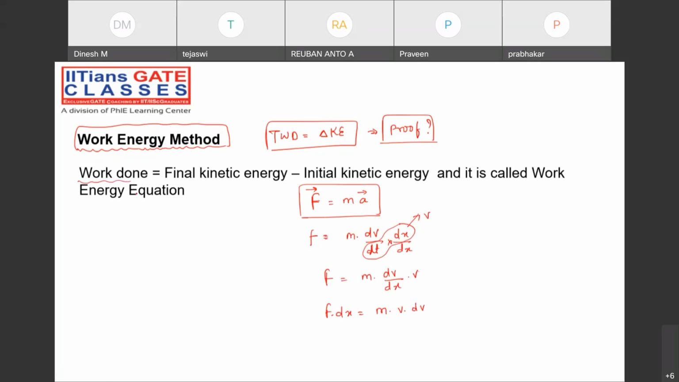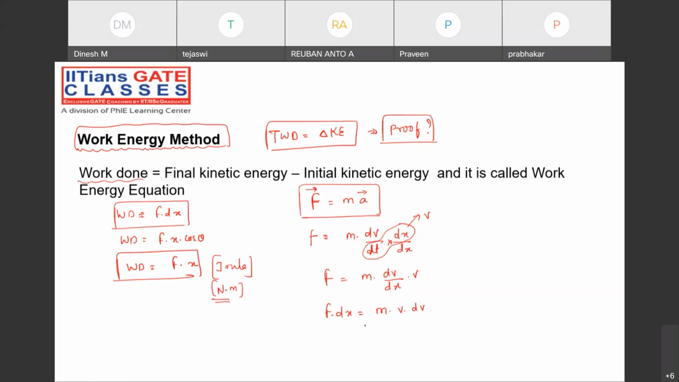What is the work done? You know that force into displacement, force into distance, is what we call work done. In vector format, we can write F into x cos theta. Simply, work done we can write as F dot x. Note down. How much energy will be consumed to displace the body from one position to another position? That is called work done. That is called energy. The unit is joule, Newton meter. Check it out.